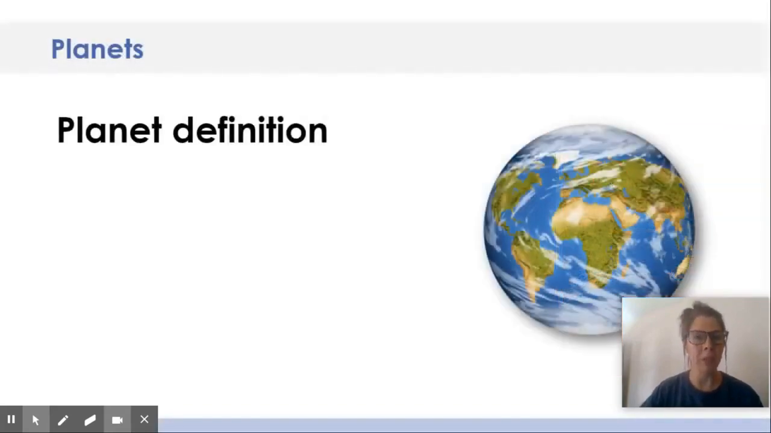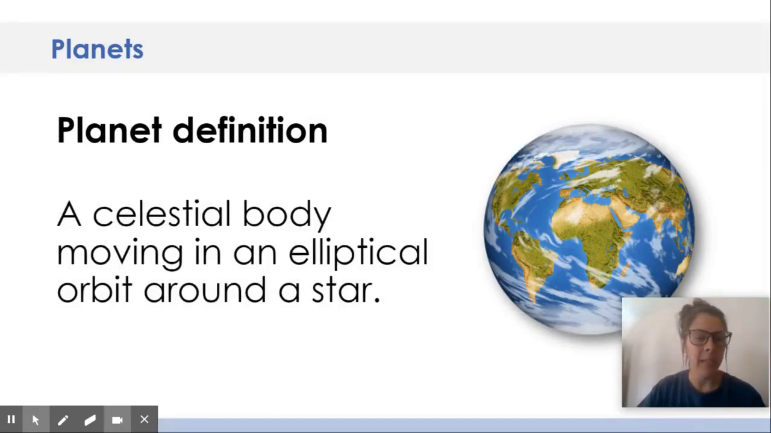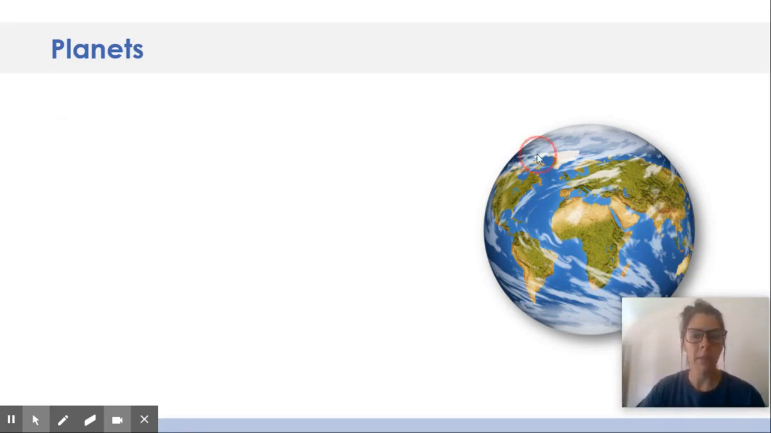Back up first and make sure you understand the definition of a planet. A planet has to be a celestial body, or a thing in space, mostly spherical, and it actually travels in an elliptical orbit around a star. In our solar system, that star would be the sun.